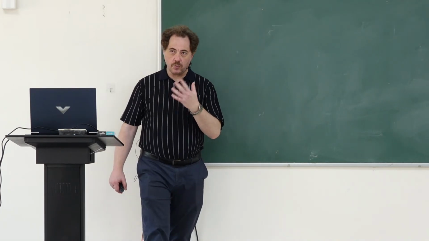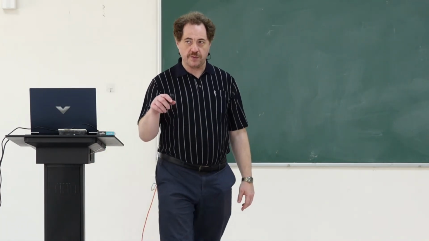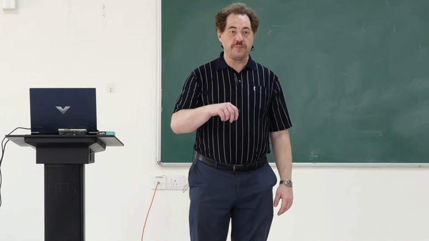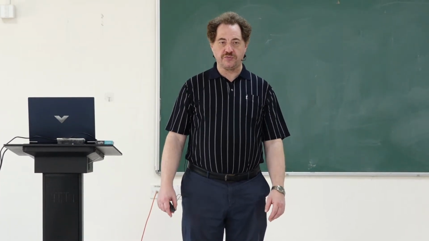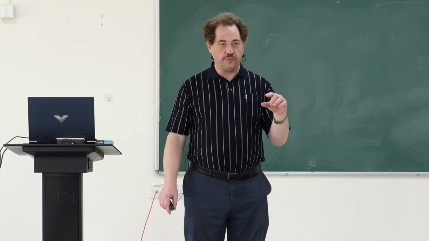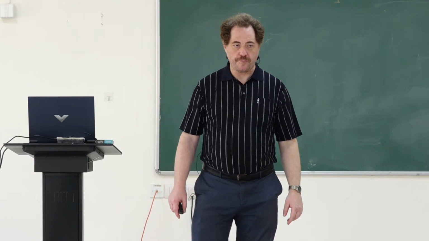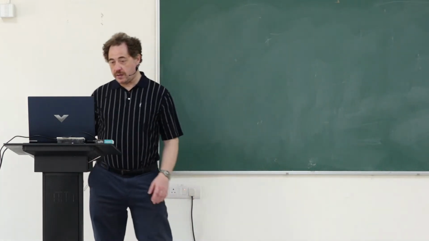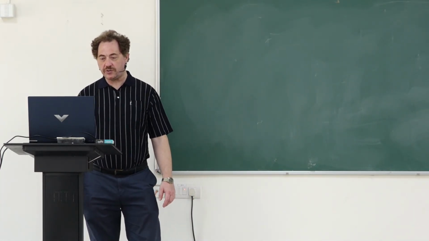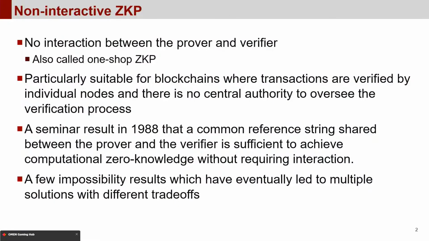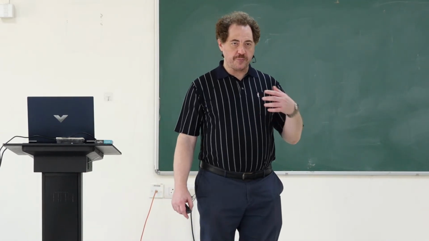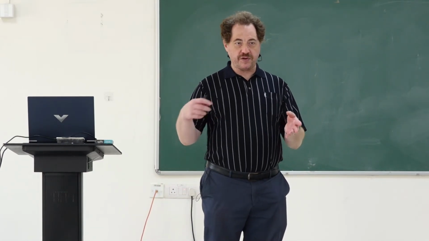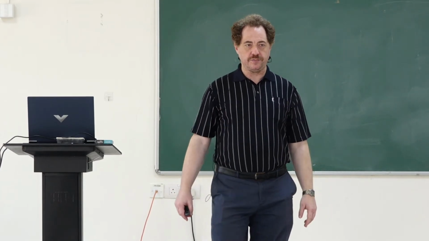So what is one-shot ZKP? It means that the prover stores something, for example, on blockchain, and the verifier can verify it without any interaction with the prover, just based on the proof stored on blockchain. And indeed, it's particularly suitable for blockchains where transactions are verified by individual nodes and there is no central authority to oversee the verification process. And usually there is no channel between whoever put the information on the ledger and whoever verifies the ledger. There's no communication channel.